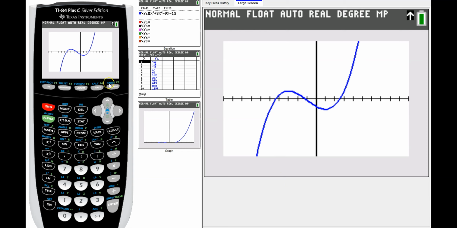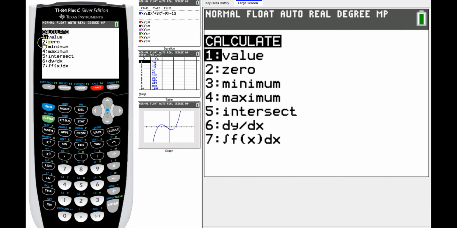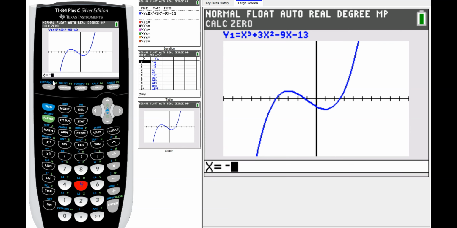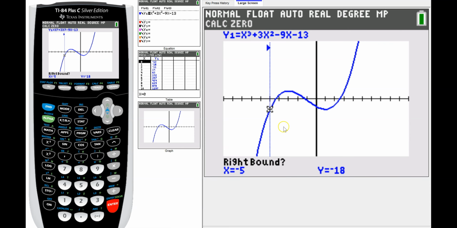So you hit second calc, and you use number 2, which is zero. And you want a left bound or right bound. So we have 3 zeros. So what it's saying is left bound means pick a number to the left. So we're going to start here. So a number to the left would be 1, 2, 3, 4, 5. So 5 is to the left, negative 5. Hit enter, and it draws a line.